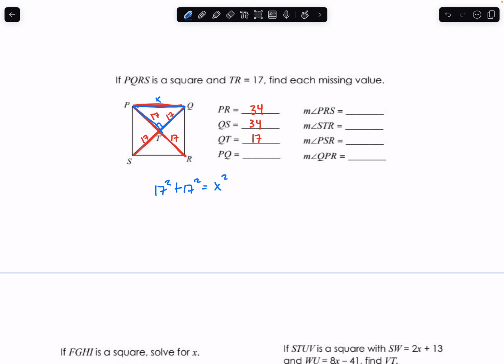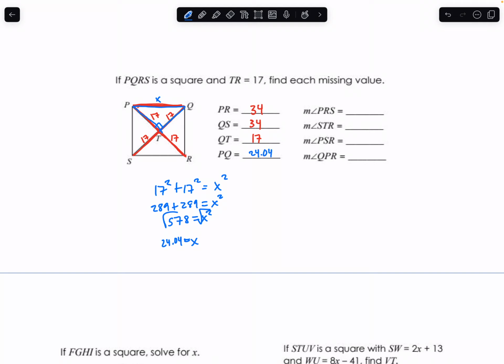So I can look at this right triangle and say 17 squared plus 17 squared equals PQ, which is x squared. 17 squared is really just 289. So 289 plus 289 equals x squared. 289 plus 289 is 578. So when I solve for x, I get x equals 24.04. That's my length of PQ.